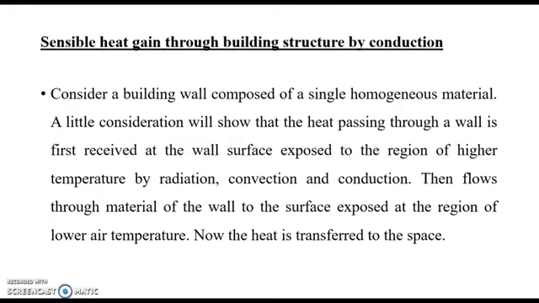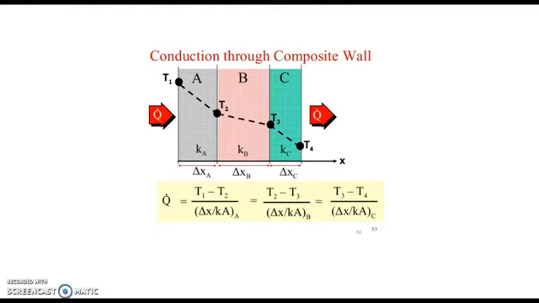The next one is a building wall composed of a composite wall. The thickness of the wall is higher, and it is made up of different materials. It is also exposed to high temperature on one side and lower temperature on the other side. The heat transfers from the high temperature side to the low temperature side through the conduction mode. So this is an example of a composite wall, made of three different materials A, B, C. T1 is the highest temperature, T4 is the lowest temperature. The heat transfers from left side to right side through the conduction mode.